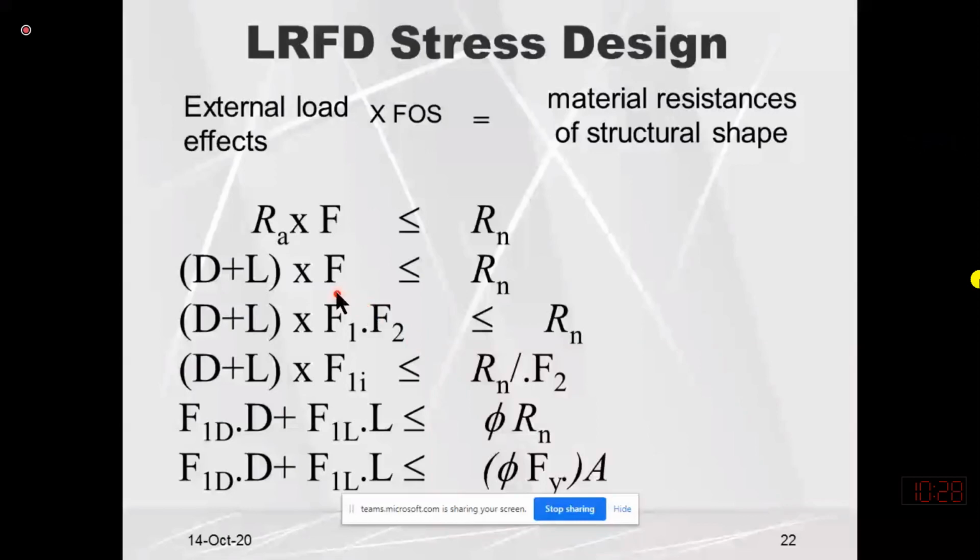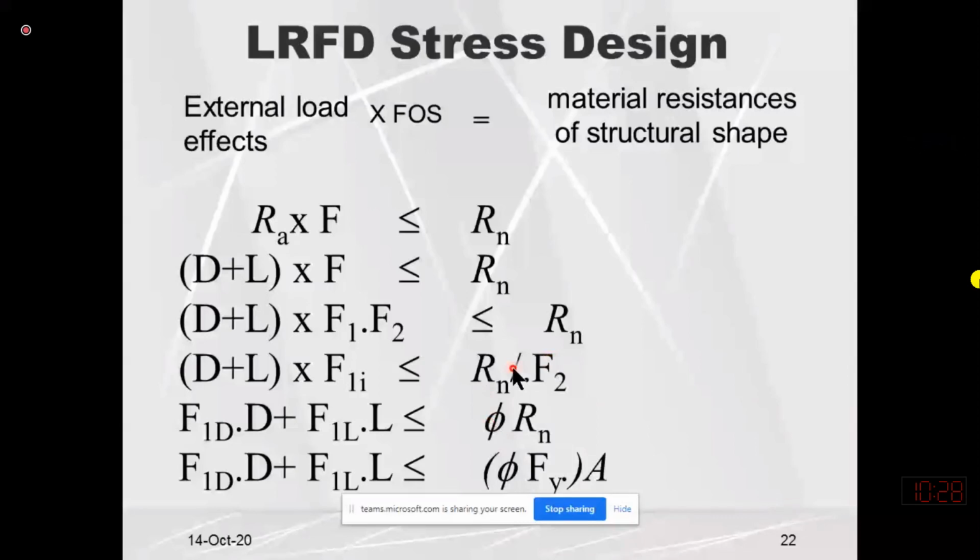RA. And the smaller part of the factor of safety we bring on the right hand side, and the resistance is divided by that. You know that 1 over F2 we can represent with a value phi. So phi value will always be less than 1. So phi is equal to 1 over F2, or 1 divided by the minor factor of safety.